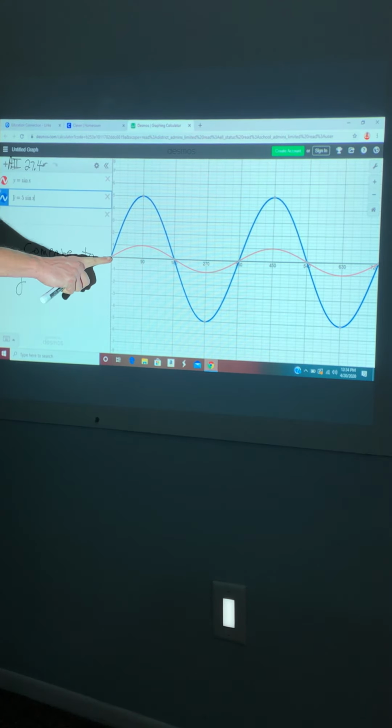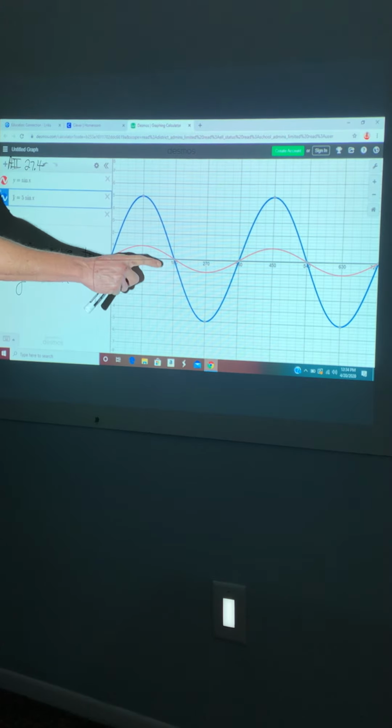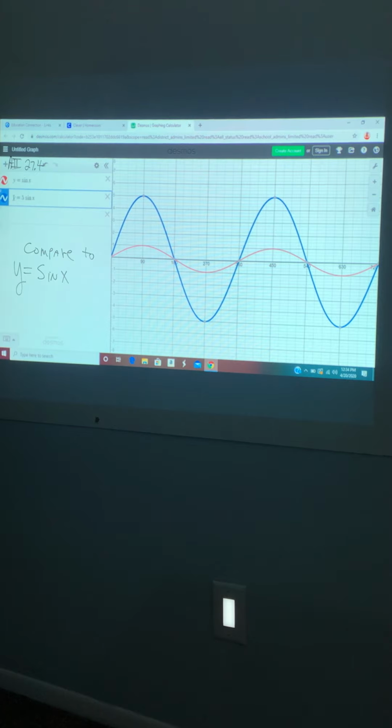Look, 0 is still 0 for blue and red, but remember how the highest point was 1 for the red? Now that I slid that 5 in front of the trig function, it jumps up to 5. And the lowest was -1, now the lowest is -5. So this affects the amplitude, and the amplitude would be 5. Everybody cool with me on that? Highest value is going to be 5, lowest value is going to be -5.